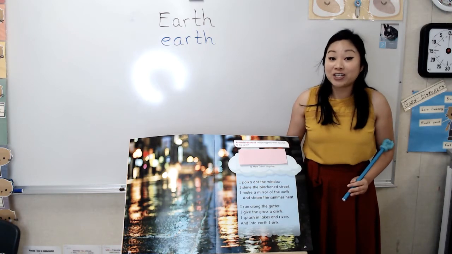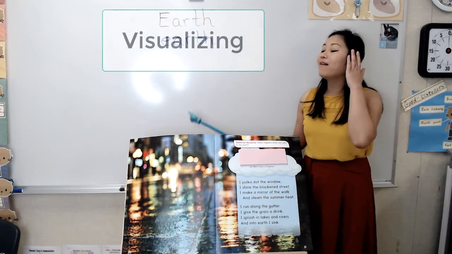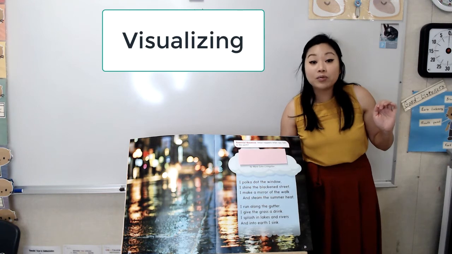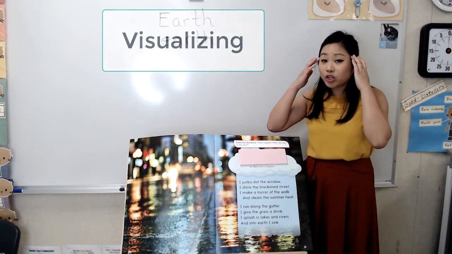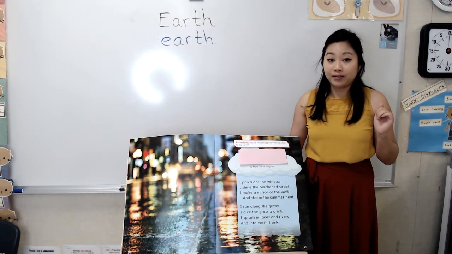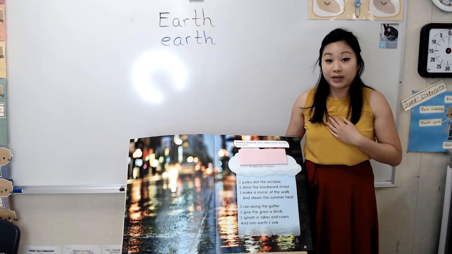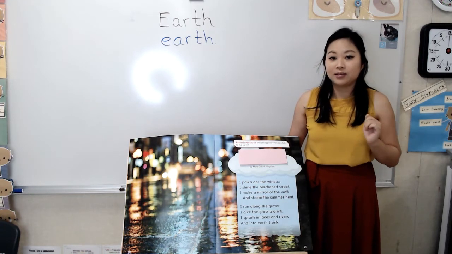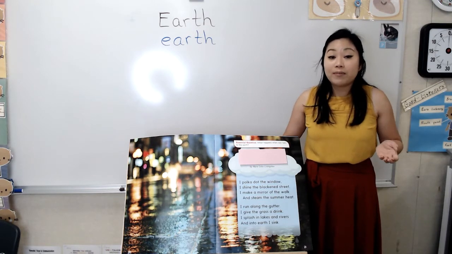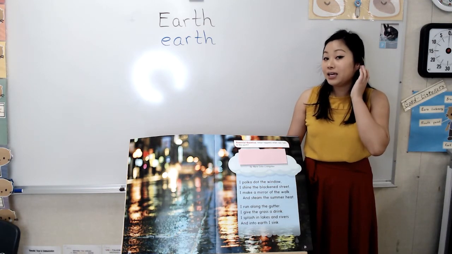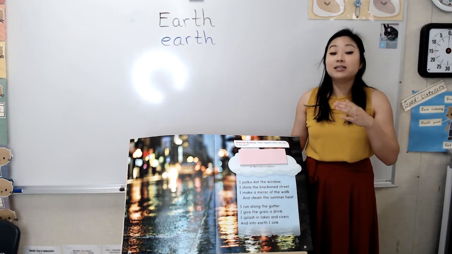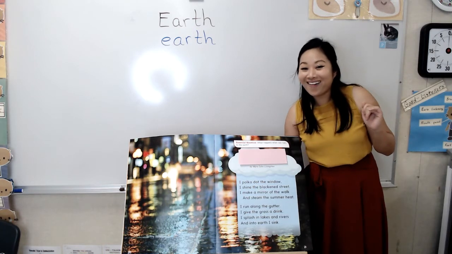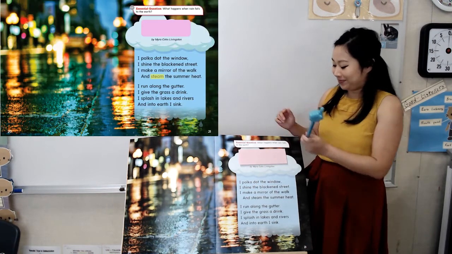Our comprehension strategy for today is visualizing. Good readers visualize to help them picture what the poet is describing. We can use our own experiences in addition to all our senses to help us visualize. We can also think about what we see, hear, smell, taste, and touch. All right, let's read our poem.